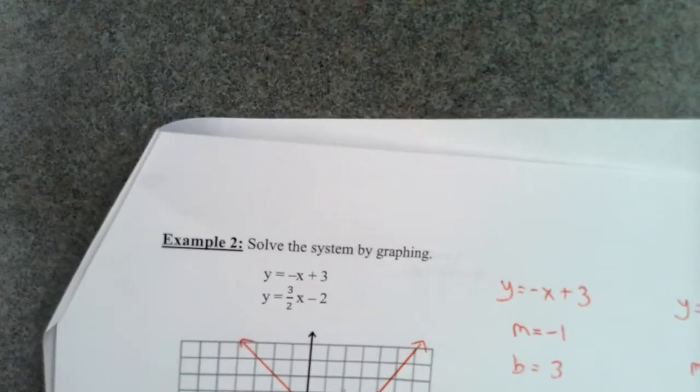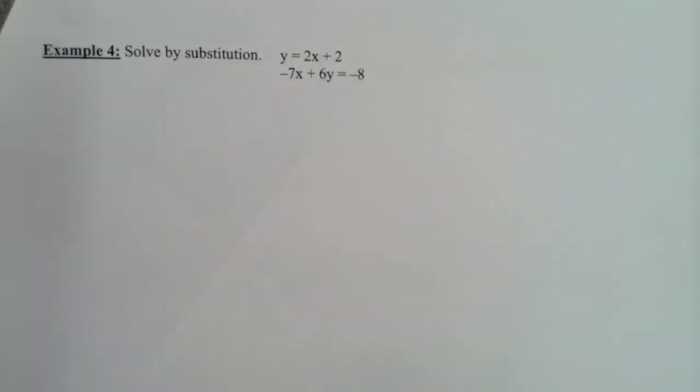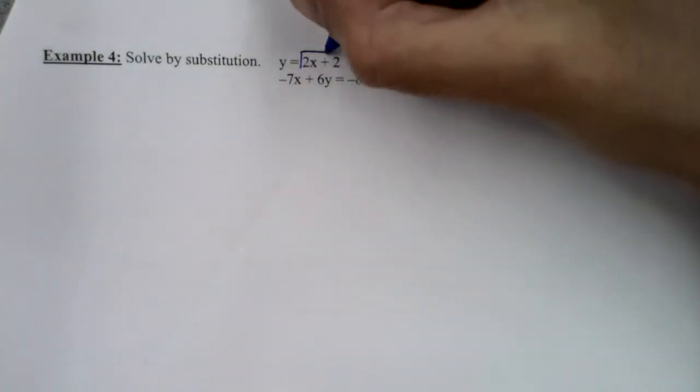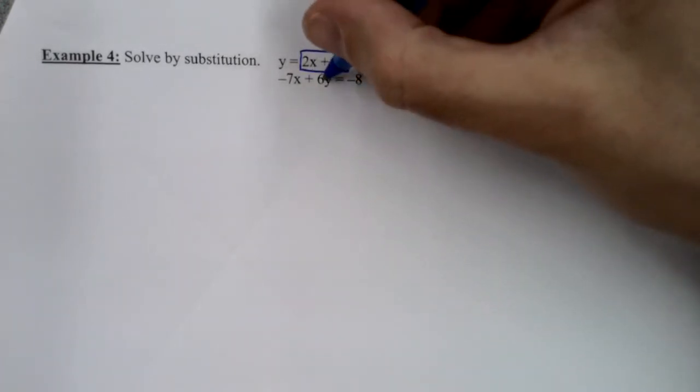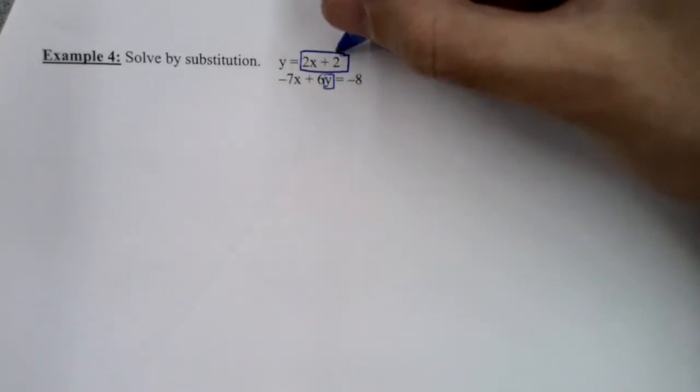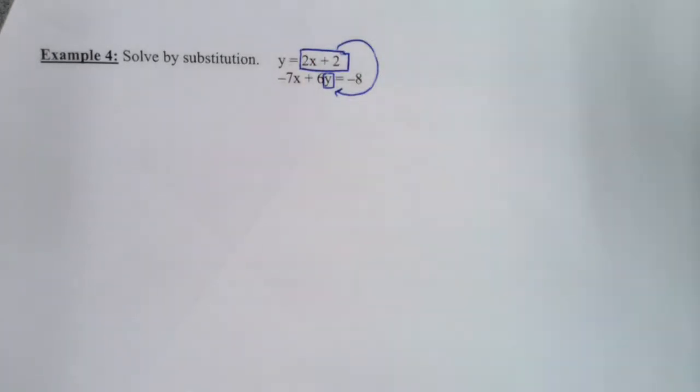Okay, so this lesson is kind of long. We got 2 more parts. The next part is solving by substitution. Whenever you want to solve by substitution, you want to have one equation solved for x or y, and then you take what it's equal to, and you substitute that into the other equation for x or y. So you take that, and you substitute it into the other equation.